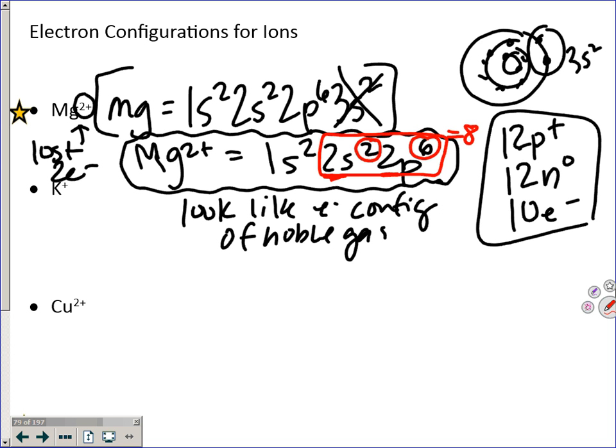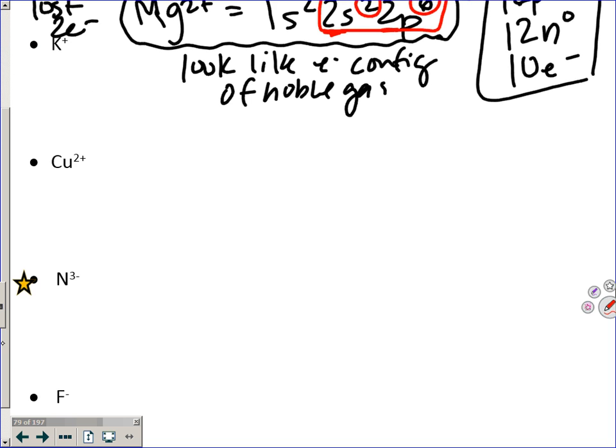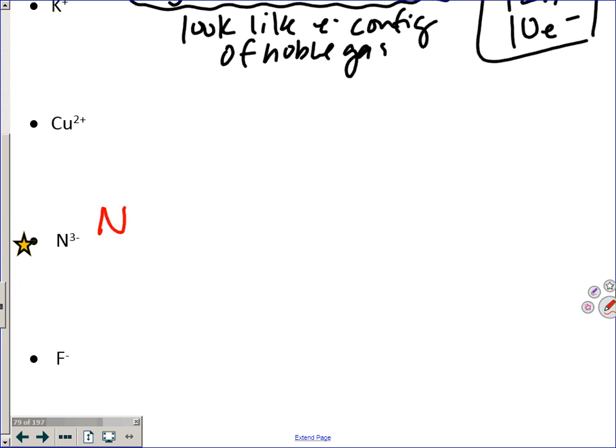All right, can I go to the next example similar to this? Okay, let's do nitrogen. Let's just do straight up nitrogen first. Write the electron configuration. Straight nitrogen.